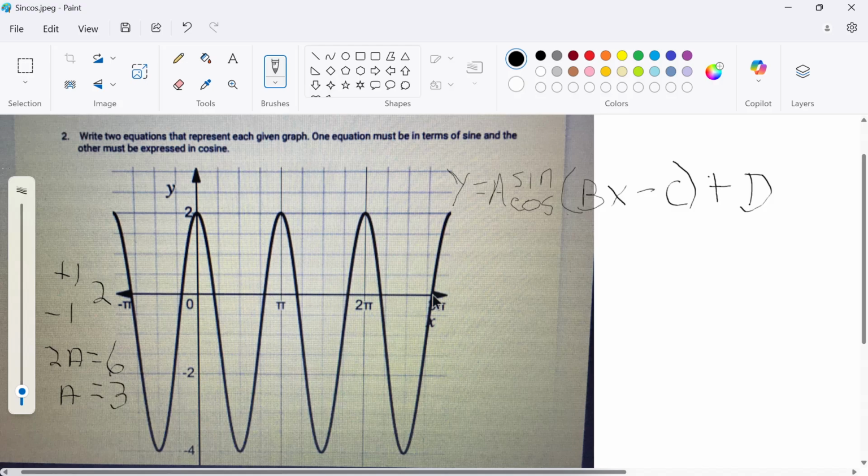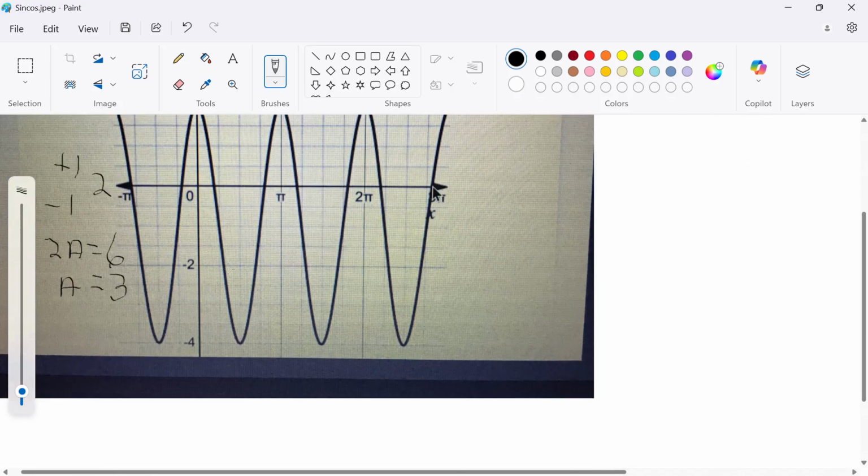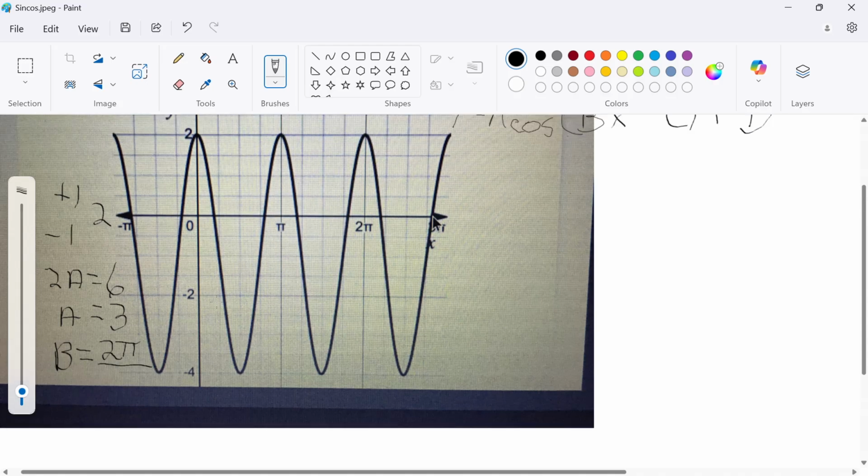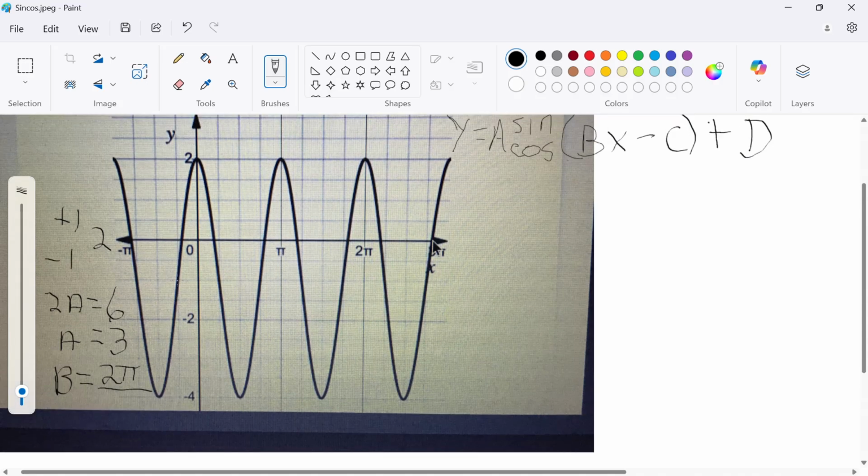To calculate the B, I know that B equals 2 pi, which is the normal period for sine and cosine, the period of the parent functions, divided by the period. So in this case, what is the period? It goes from its peak to the next time it hits its peak at pi. So it's 2 pi over pi, 2 pi over the period. So B in this case equals 2.